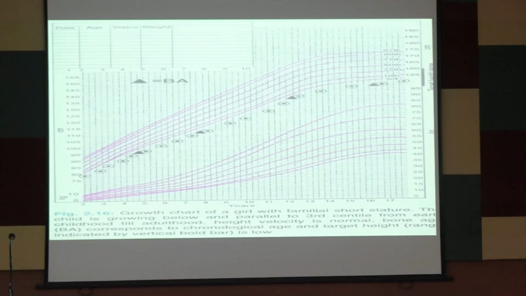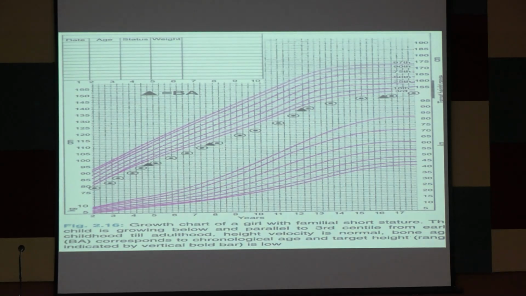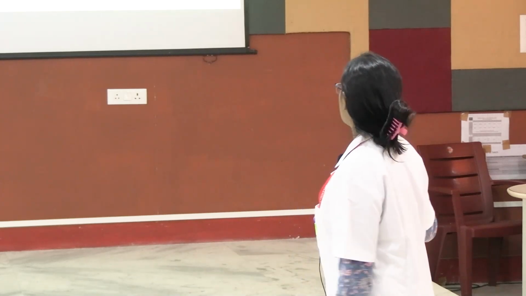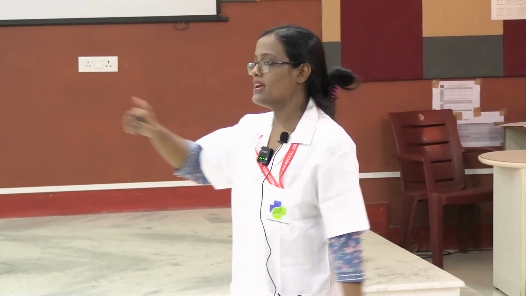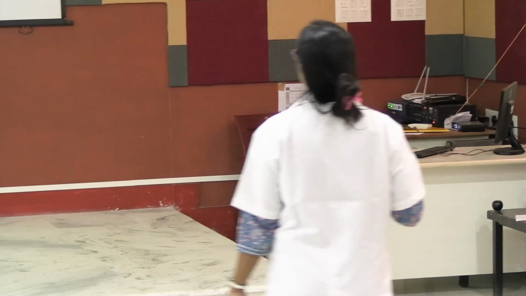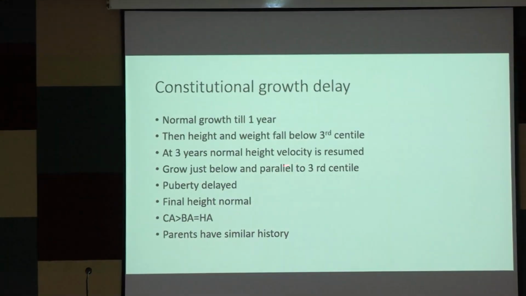Look at this chart, the growth curve. It is showing that the height is constantly below the 3rd percentile. Now, when you compare this with constitutional delay, what happens in constitutional delay? The height is below the 3rd percentile for a particular time period. Birth weight is normal, and for the first year the baby gains weight normally, but after 1 year there will be a fall in height and weight below the 3rd percentile. At the age of 3 years the height is below the 3rd percentile, and for the rest of childhood it will remain below the 3rd percentile.